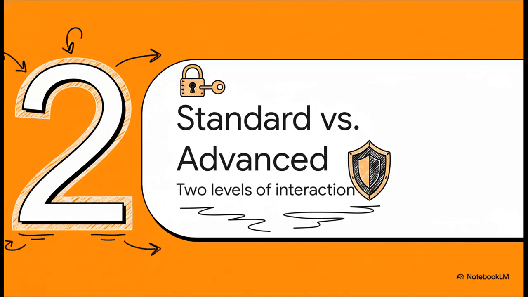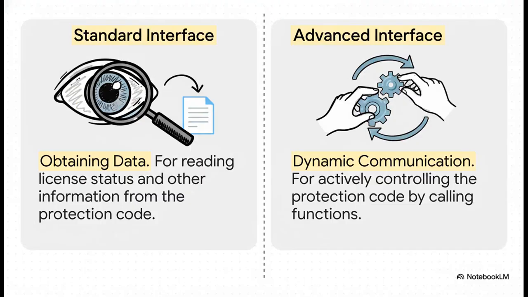Now, this interface isn't just a one-size-fits-all kind of deal. It's actually split into two different levels, and it's really important to understand the difference. You can see there's a really clear split here. The standard interface is all about getting data out. You can think of it as read-only. It's for checking things, like the current license status. The advanced interface, on the other hand, is for read-write. It lets you actively call functions and actually change the state of the protection.